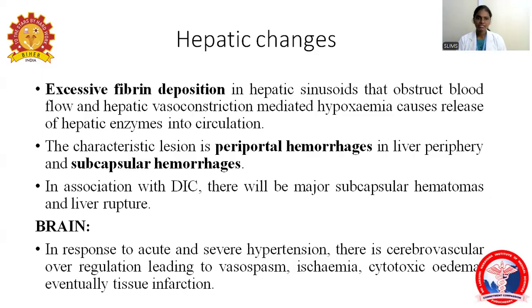Hepatic changes. Excessive fibrin deposition in hepatic sinusoids obstructs blood flow, and hepatic vasoconstriction mediated by hypoxia causes release of hepatic enzymes into circulation. The characteristic lesion is periportal hemorrhages in the liver and subcapsular hemorrhages. In association with DIC, there will be major subcapsular hematomas also, subsequently resulting in liver rupture. In the brain, in response to acute and severe hypertension, there will be cerebrovascular overregulation leading to vasospasm, ischemia, cytotoxic edema, and eventually tissue infarction.